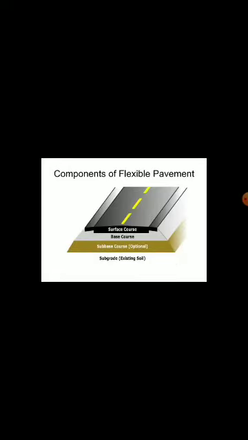Components of flexible pavements: the lowest part is first the subgrade, or the existing soil, so soil. Then follows the sub base course, then the base course, then the surface, which is the asphalt, the last.